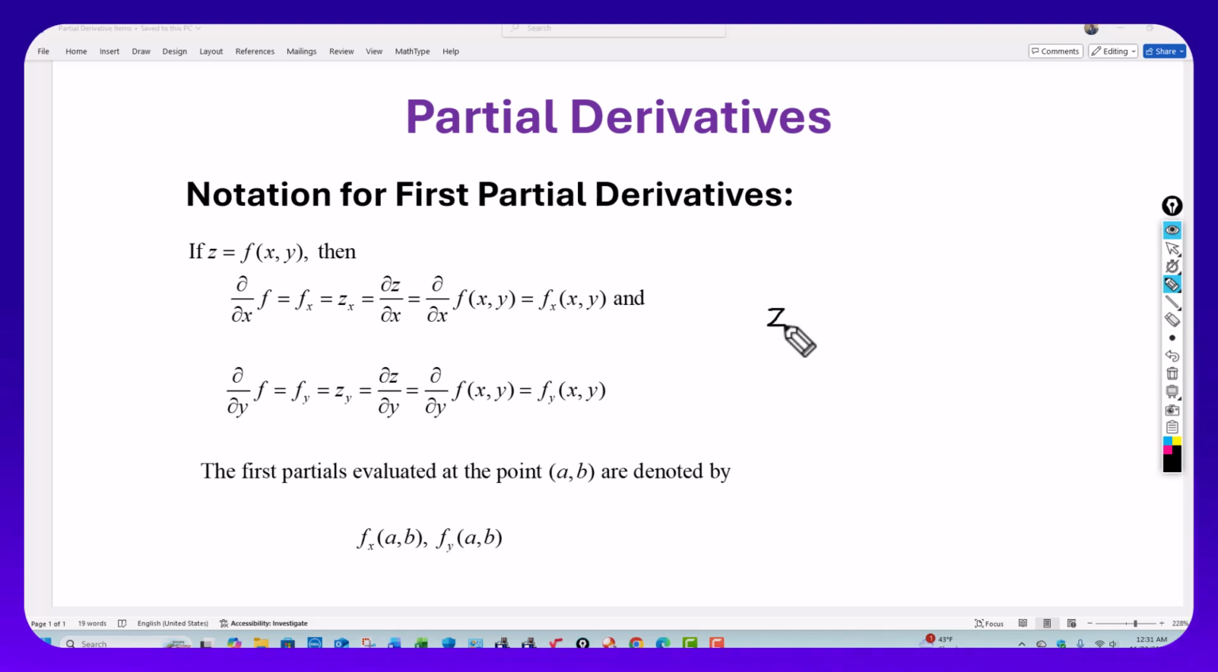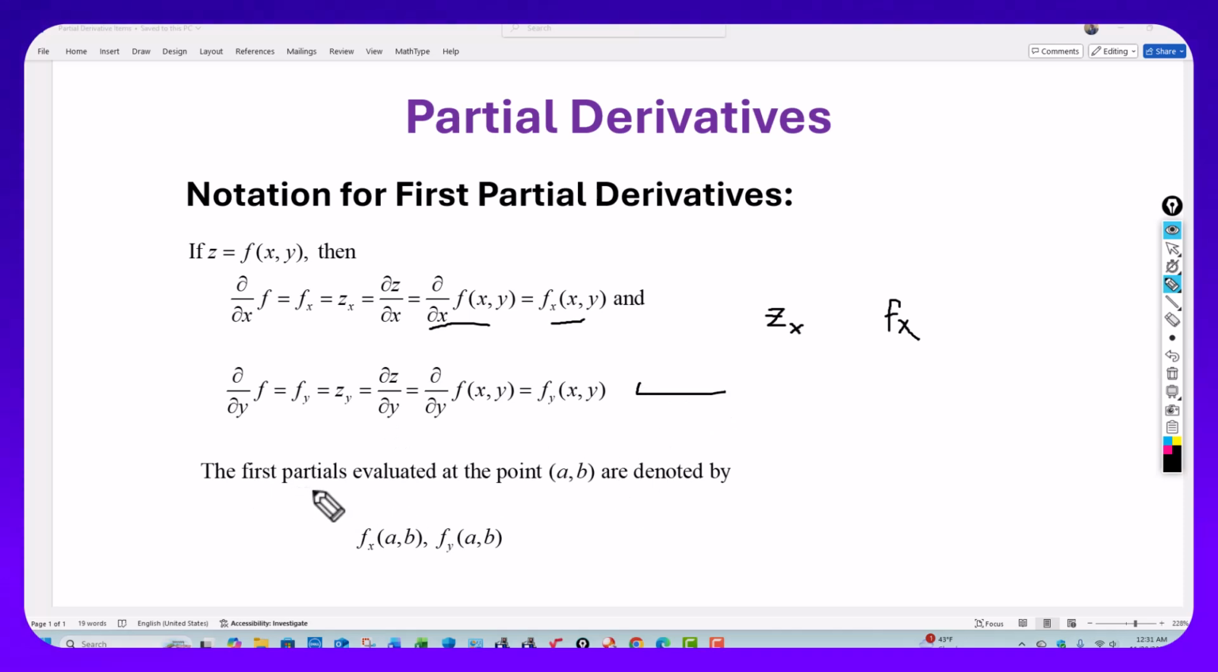My favorite, if I'm taking the derivative with respect to x, is to write z sub x. Or if I'm using f, f sub x means the same thing. This notation here is more cumbersome. Same thing with this one, but those are other ways to express it. And then you have the same thing for y. Partial of f with respect to y. f sub y means the same thing. z sub y means the same thing. All of those represent the same thing.